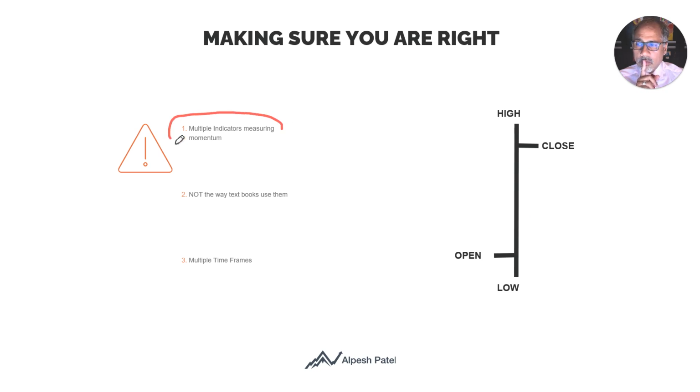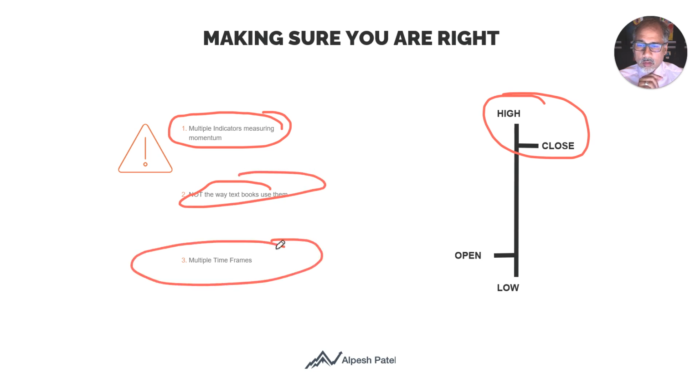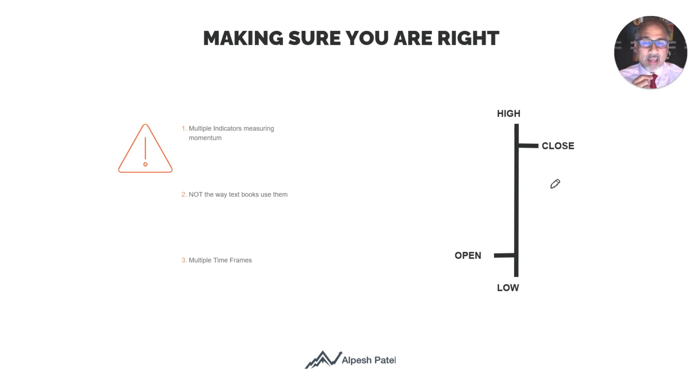Now, if you use multiple indicators to measure this, don't use them the way the textbooks do, and use them across multiple timeframes to get confirmation. Then you should have increased odds, slightly better than 50-50, that the next tick will be up. If the next tick could equally be up or down, then you're just 50-50, it's random, and it's no good. What you're trying to do is just be a little bit more than random.